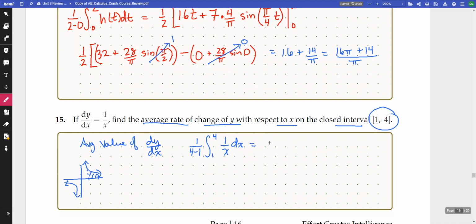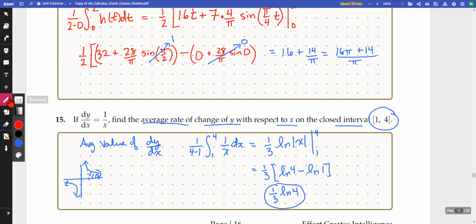And that's going to give us 1/3 times the natural log of the absolute value of x. And I'm going to be evaluating that from 1 to 4, which will be 1/3 times the natural log of 4 minus the natural log of 1. And the natural log of 1 is 0, so that's going to be simply 1/3 natural log of 4. And maybe that's a satisfactory answer, but maybe you see the answer in another form.